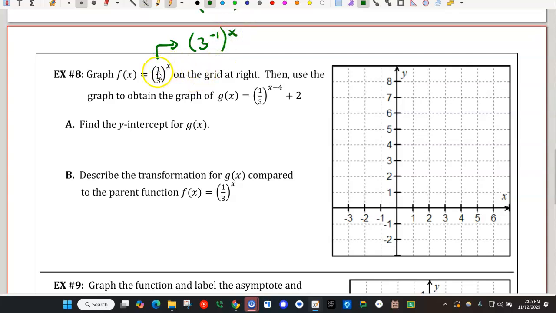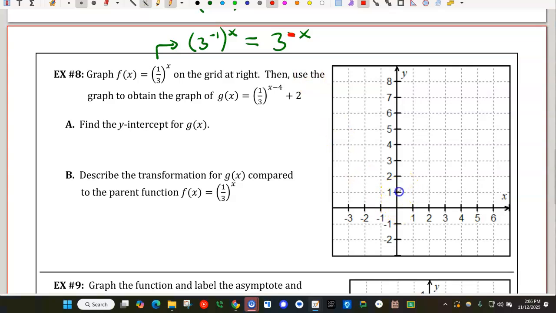So we rewrite 1/3 to the x as 3 to the -1 to the x. And through exponent rules, you just multiply those, and you get 3 to the -x, which is good because we know that this is a reflection across the y-axis. The whole purpose for doing this is realizing that if you know what 3 to the x looks like, 1/3 to the x is a reflection across the y-axis. So that's why we rewrite it this way.